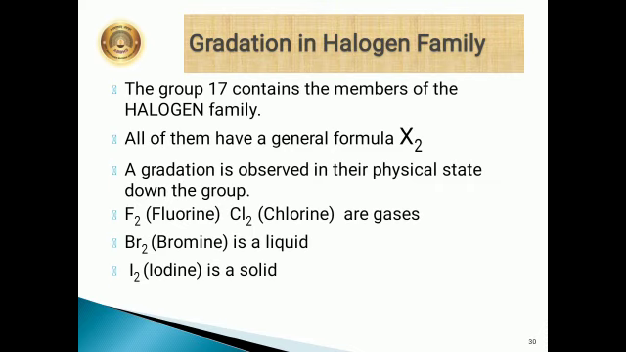Now, gradation in the halogen family. The group number 17 is called the halogen group, and these are the members of the halogen family. All of them have a general formula X2. The gradation is observed in their physical state down the group. Fluorine F2 and chlorine Cl2 are gases. Bromine is a liquid and iodine is a solid.